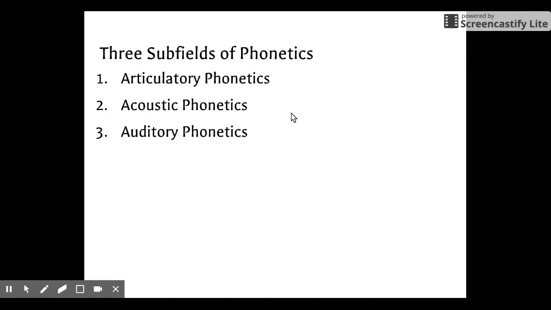And there are three subfields of phonetics. We're going to talk about them one by one.